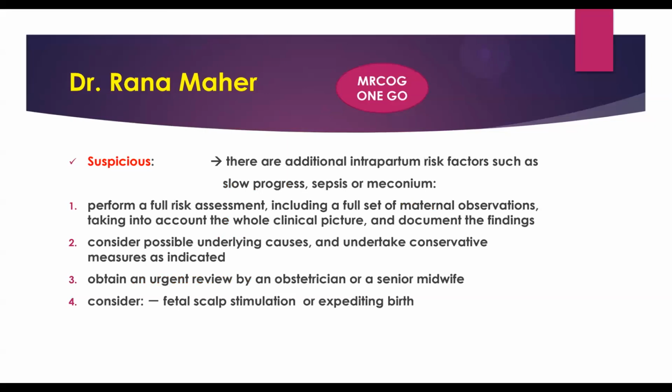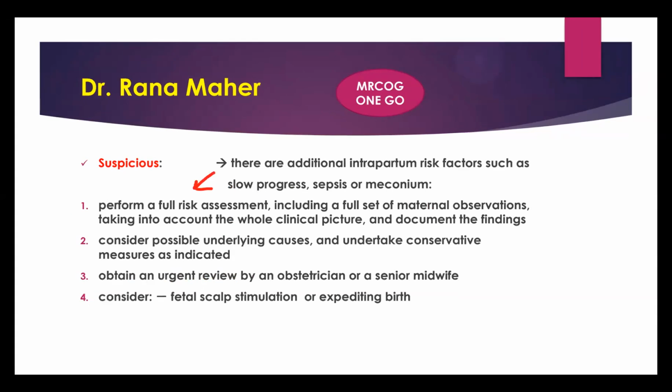If it's suspicious and we have additional intrapartum risk factors like slow progress, sepsis, meconium, we will also do a full risk assessment, document, and consider the underlying cause. We need to search for the cause, and we will do conservative measures. What is added here compared to the previous slide is that we will obtain urgent review by a senior obstetrician or senior midwife, and we will consider at this time fetal scalp stimulation or expediting the birth to make it fast.